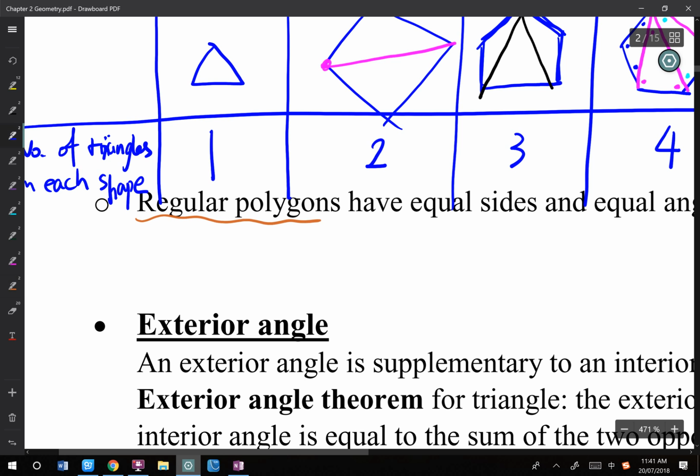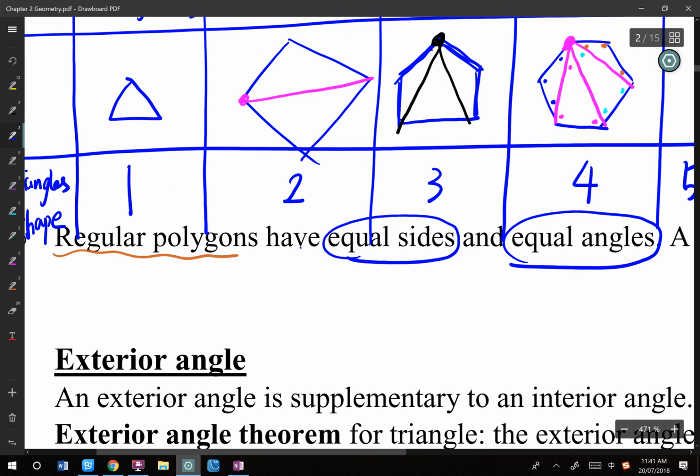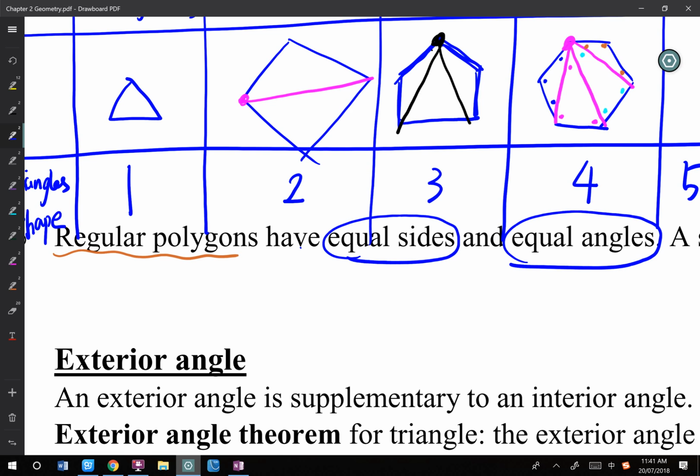What are regular polygons? Regular polygons have equal sides and equal angles. For example, this is not a regular polygon because all the sides are different, all the angles are different. Number 3 is not a regular pentagon because the sides and angles are different. Number 4, like the hexagon, can be a regular hexagon because you can see all the angles are approximately the same and the lengths are approximately the same. If it's an equilateral triangle, then it's a regular polygon.